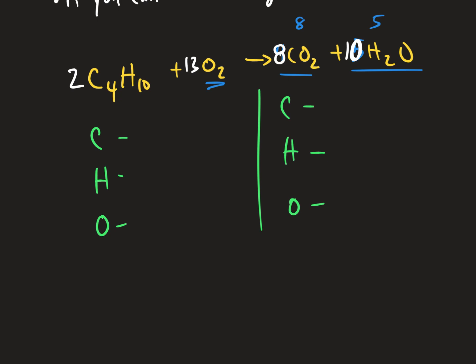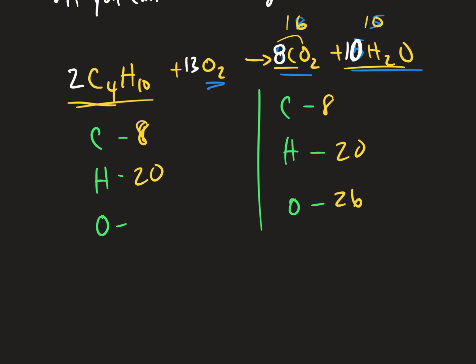So let's see. We have how many carbons on the left? 8. How many on the right? 8. Okay, so far so good. How many hydrogens on the left? 20. How many on the right? 20. So far so good. We have 8 times 2, that's 16, plus 10 times 1, that's 10. That's 26 oxygens. 13 times 2 is 26. It's still balanced. Yeah, I was just wondering.